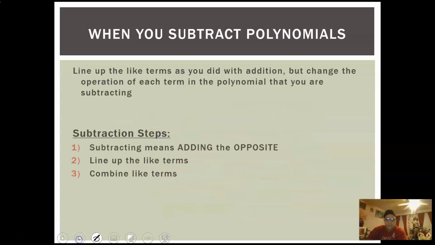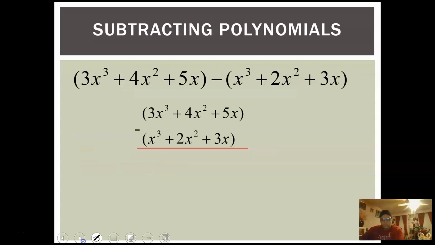All right, now we're going to go into subtracting. So when you subtract the polynomials, you line up the like terms as you did in addition, but change the operation of each polynomial that you are subtracting. We'll go over this, and once again, you're going to line them up and combine the like terms. So what does this look like? Here you have 3x cubed plus 4x squared plus 5x minus x cubed plus 2x squared plus 3x.